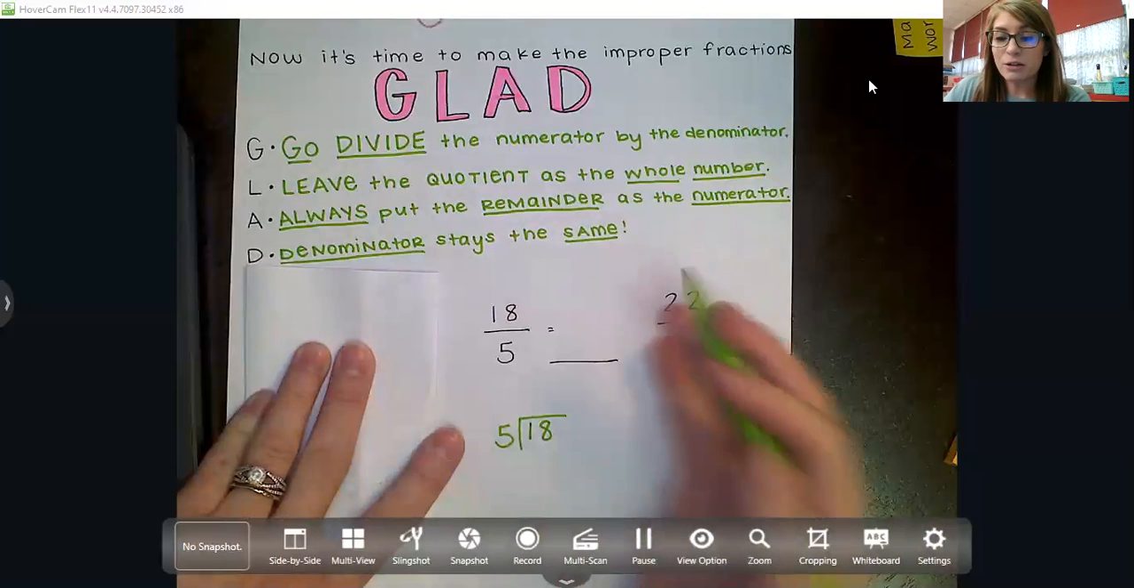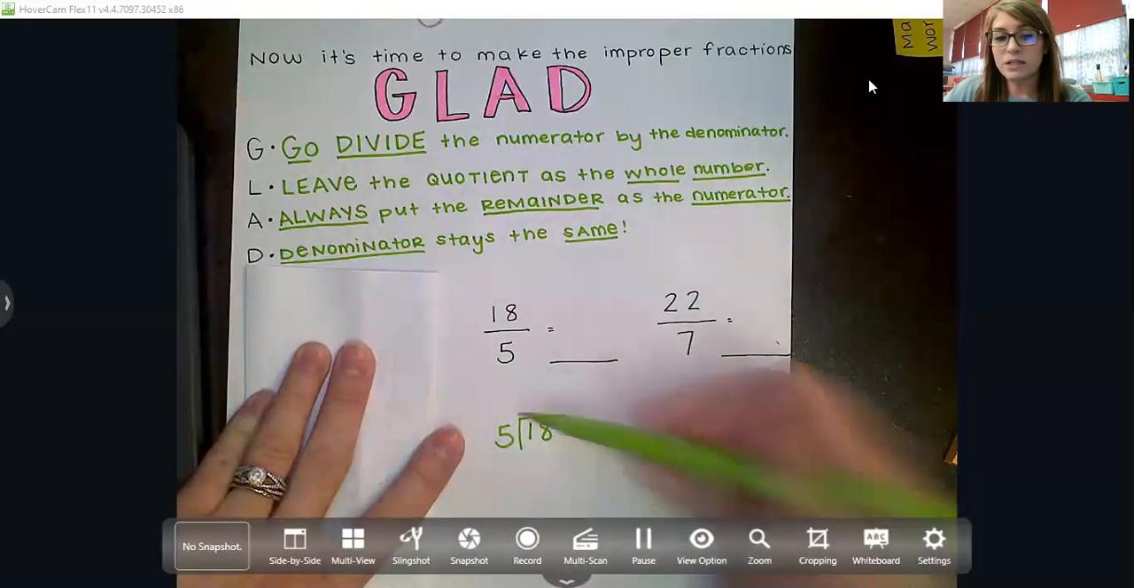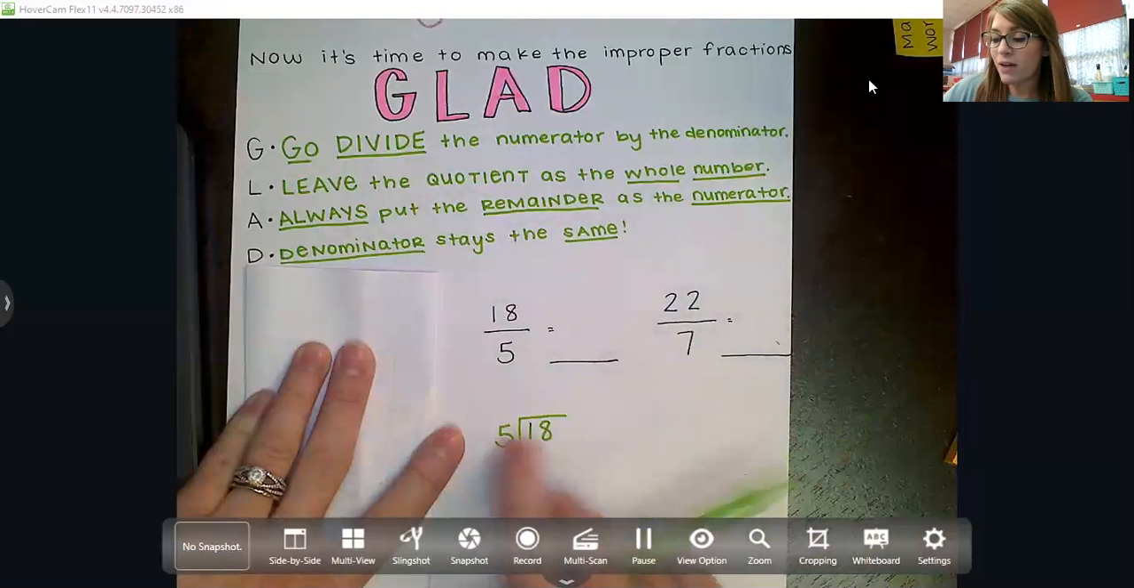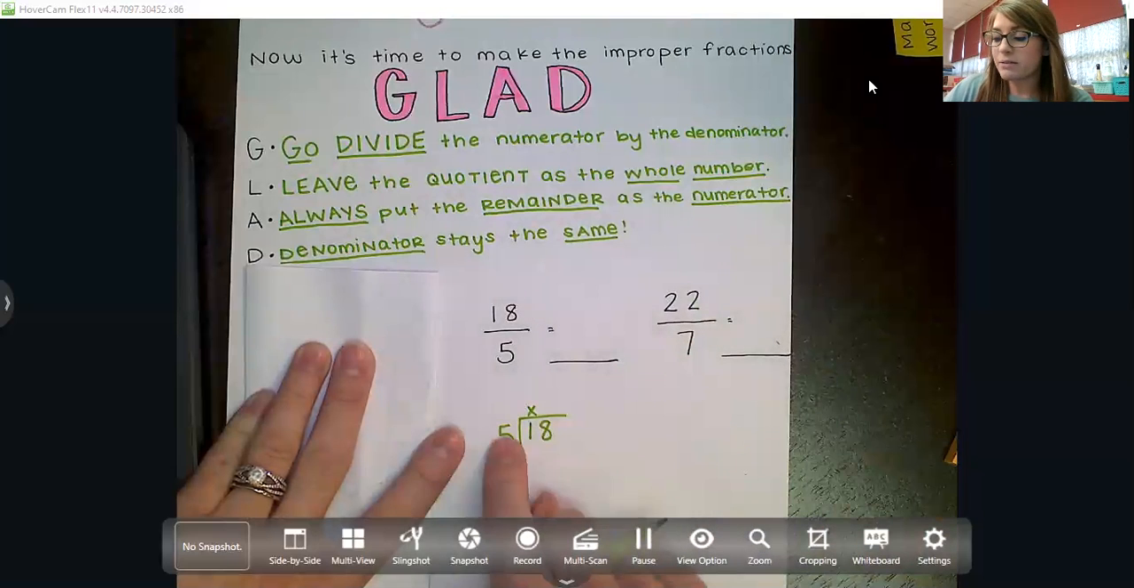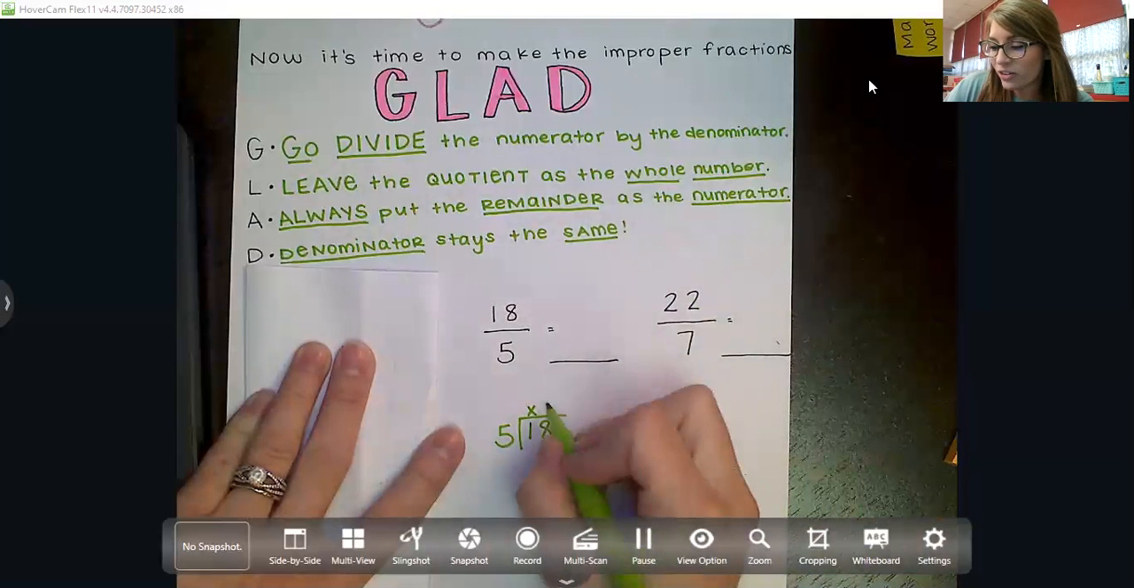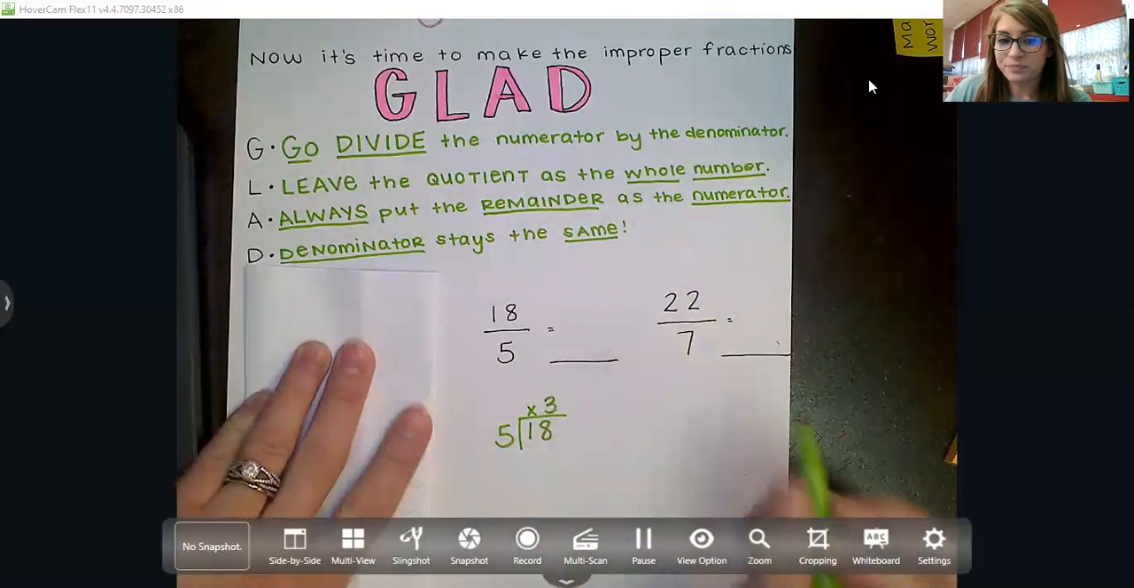Does McDonald's sell cheeseburgers? To solve this division problem. Can 5 go into 1? No, it cannot. I'm going to go ahead and put my placeholder X there. Can 5 go into 18? Yes, it can. How many times can 5 go into 18? Very good. 3 is correct.